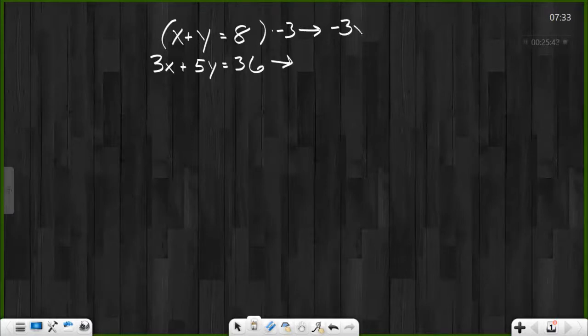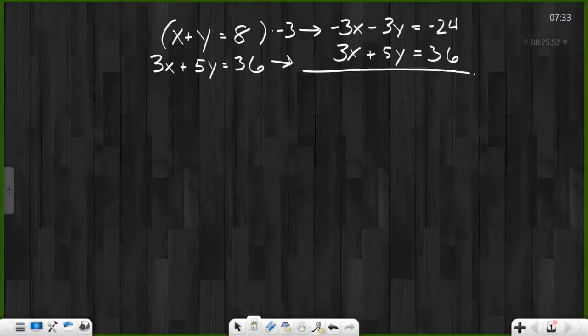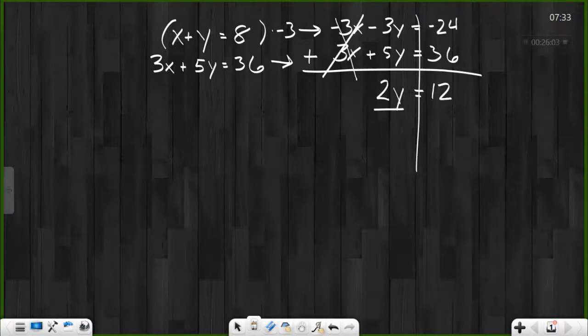That gives me -3x minus 3y equals -24. And I'm going to combine that with 3x plus 5y equals 36. In order to combine it, I've got to line up my equal signs. This will eliminate my x's because they're the exact opposite, and it gives me 2y is equal to 12, finding out that y, therefore, must be 6.